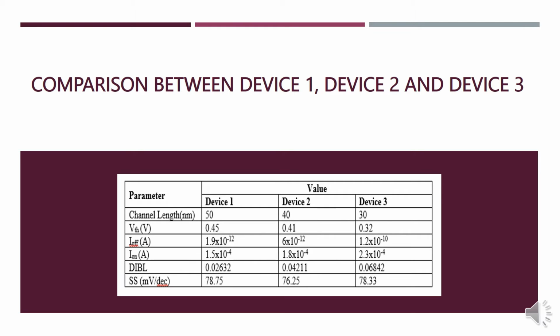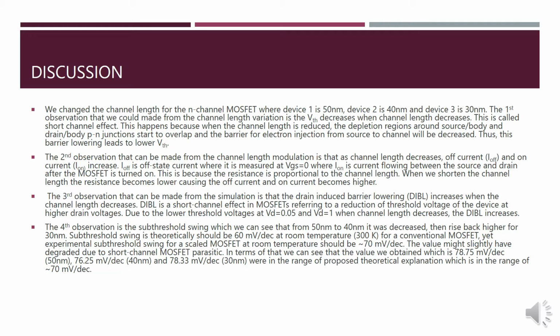Here we can see the comparison between device 1, device 2 and device 3 in terms of channel length, threshold voltage, on current and off current, drain induced barrier lowering and sub-threshold swing. So we change the channel length for the N-channel MOSFET where device 1 is 50 nanometer, device 2 is 40 nanometer and device 3 is 30 nanometer.